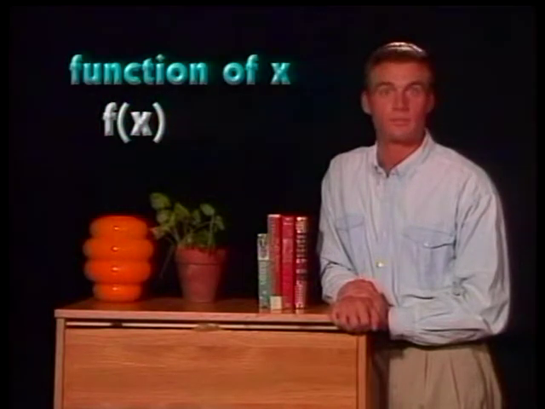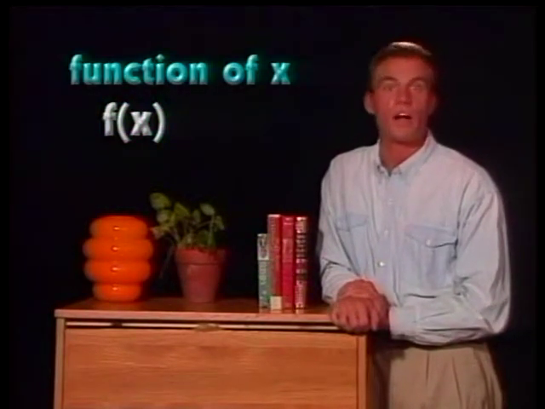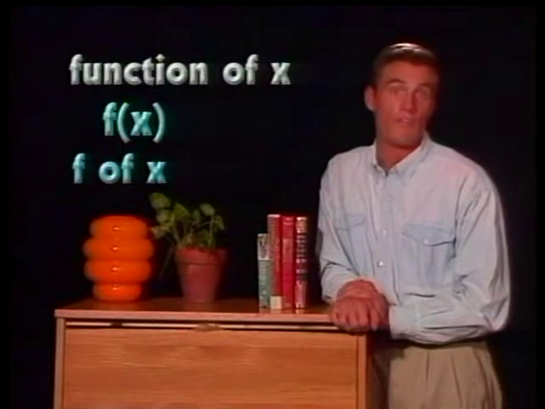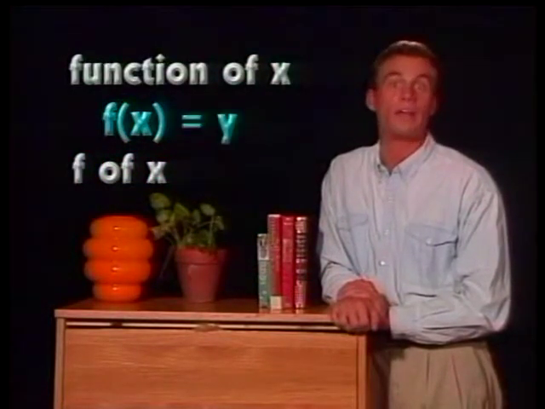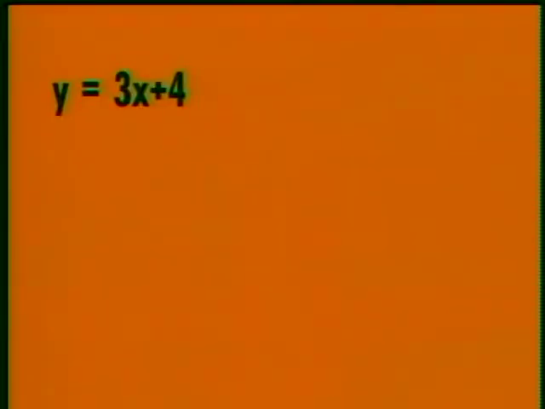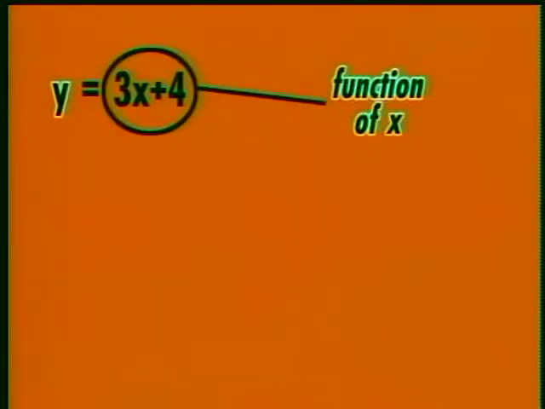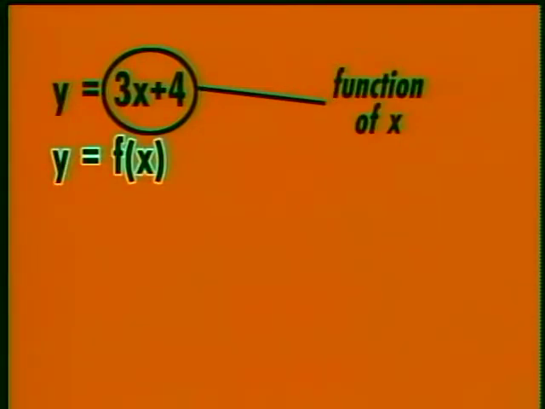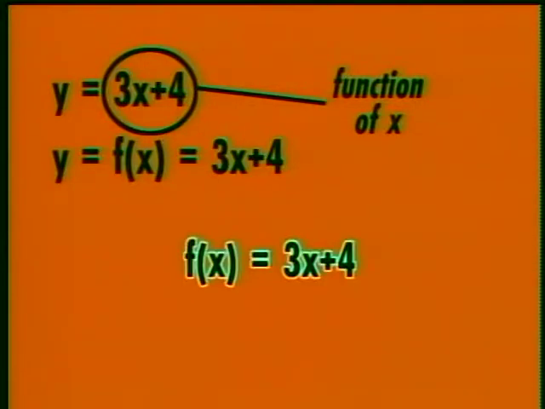Okay, you've probably seen this before. It stands for function of x, but it gets repeated so often that to save time, it's shortened to f of x. Now, f of x is just another way of saying y in a function. It works like this. Before, when we wrote y equals 3x plus 4, that expressed y as a function of x. Another way of writing this is y equals f of x equals 3x plus 4, or just f of x equals 3x plus 4. This is how you'll see functions represented most often.